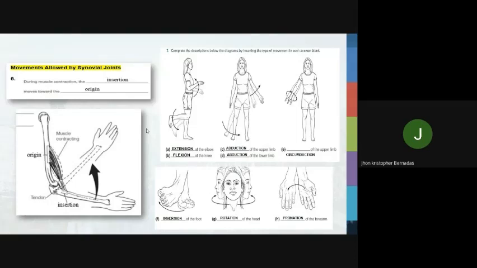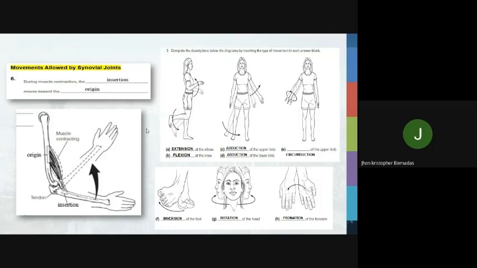Thank you. Now for the movements allowed by synovial joints, we have number 6. During muscle contraction, the insertion moves toward the origin. And for number 7, we have to complete the description below the diagram by inserting the type of movement in each blank. So letter A, we have extension at the elbow.